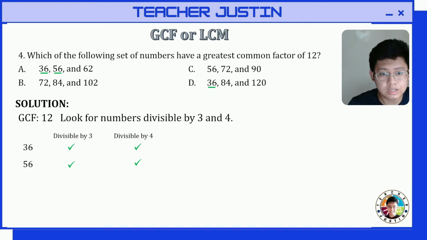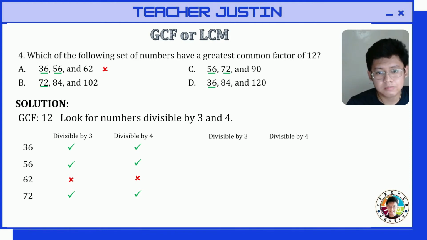Next is yung 62. So, 62 is not divisible by 3 kasi pag inadd natin yung 6 and 2, it will be equal to 8. And hindi siya multiple of 3. So, x na agad sa 3 and hindi rin siya divisible by 4. So, lahat na may 62 na number, i-cross out na natin siya. Okay, next, 72. So, 72 is divisible by 3 and 4. So, lahat na may 72, i-underline muna natin or i-highlight.